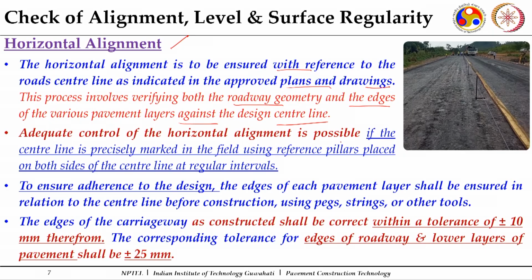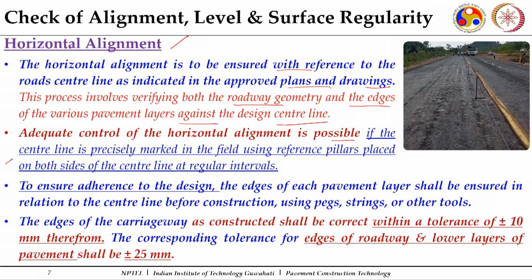Adequate control of the horizontal alignment is possible, and for this process you need to precisely mark your center line. So a good surveyor team is required. You need to be acquainted with the use of total station, with the use of dumpy level to ensure the levels at different layers. You can see these pegs are marked here, then a string may be there. So these are normally used to have a check over the surface levels. Now this can be done.